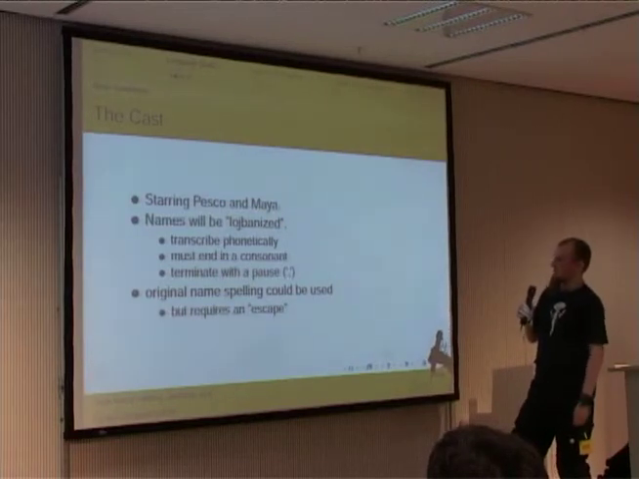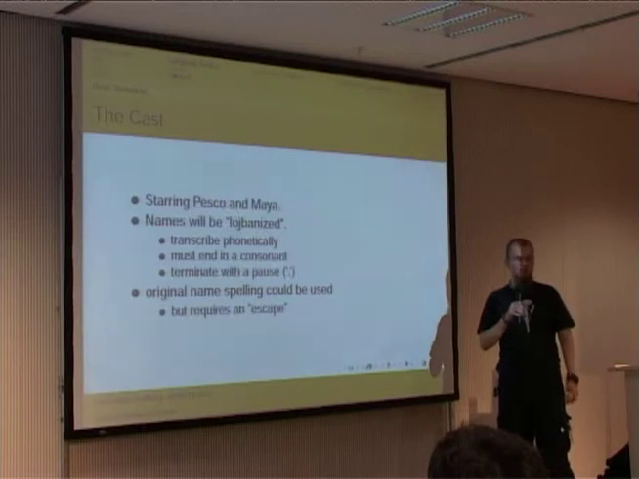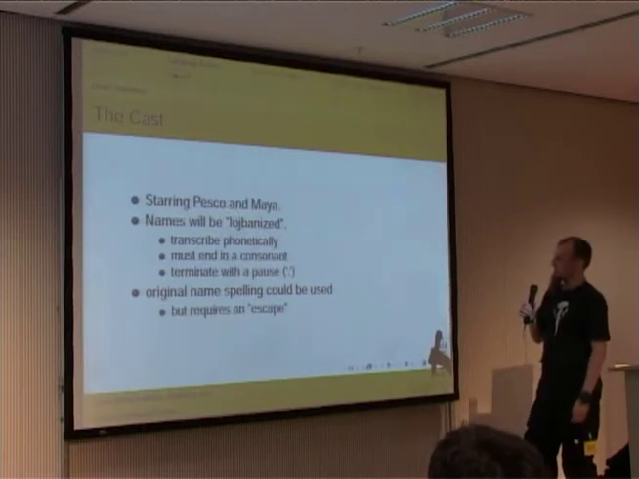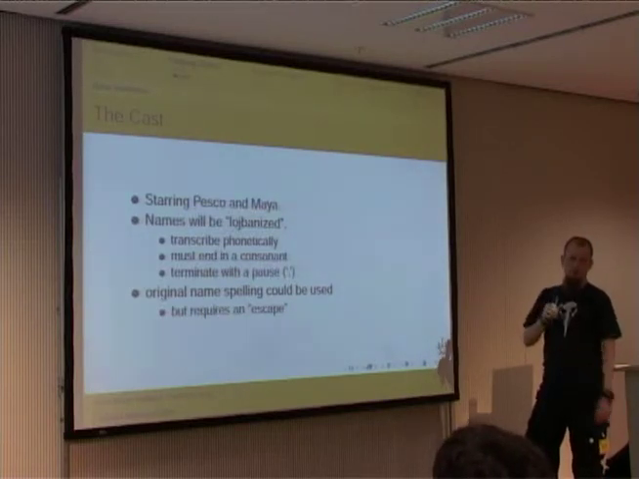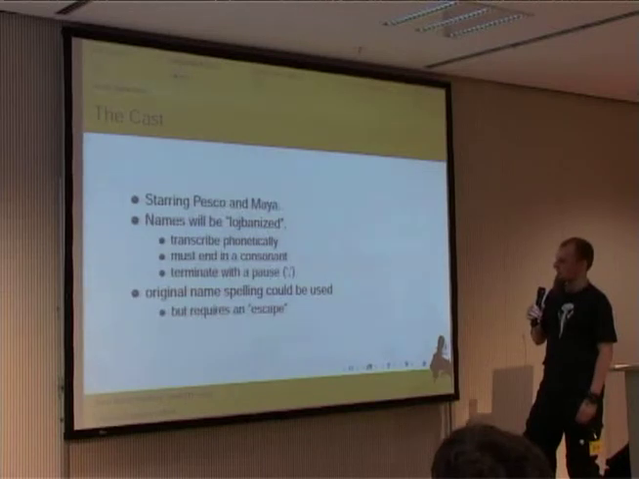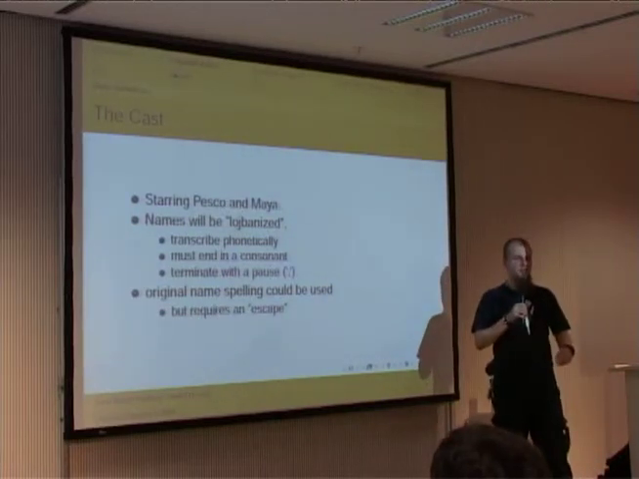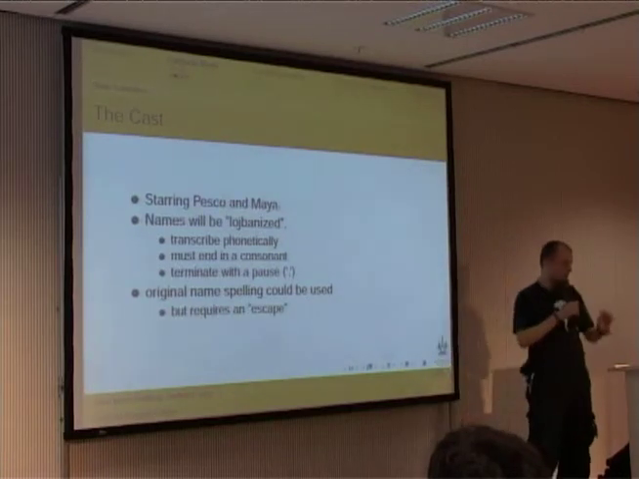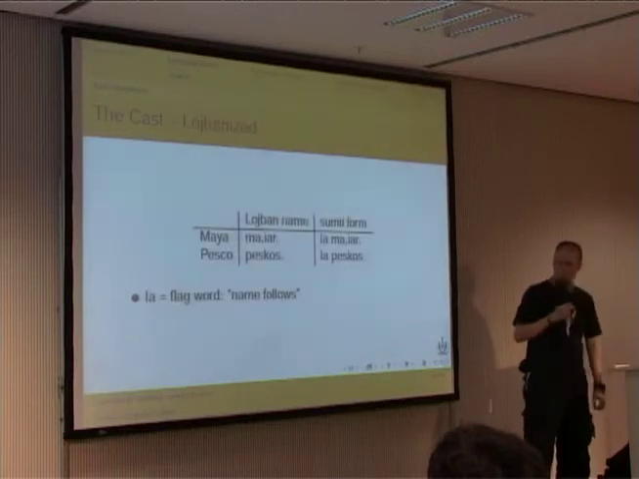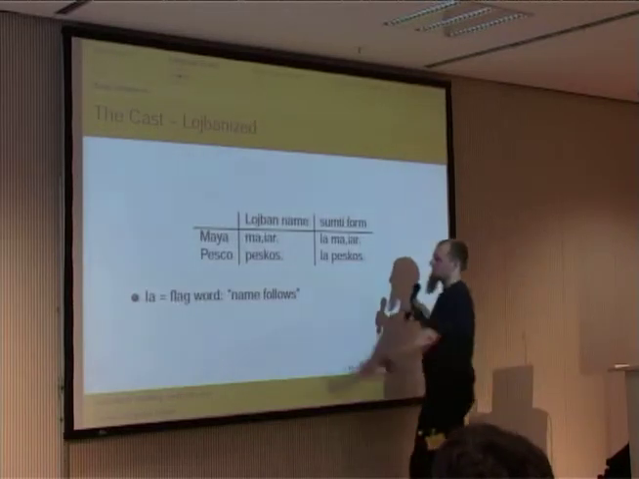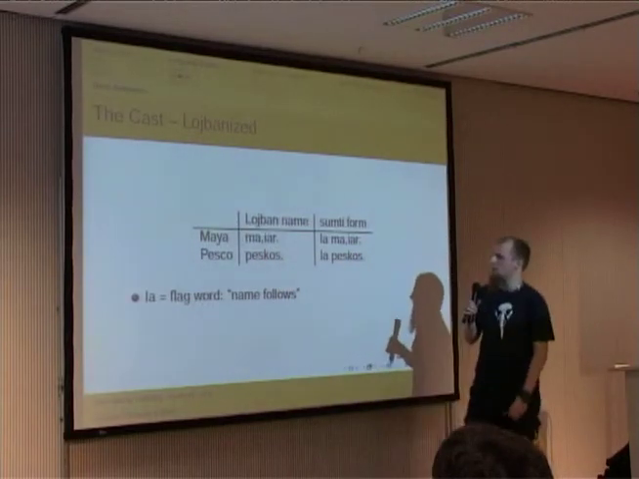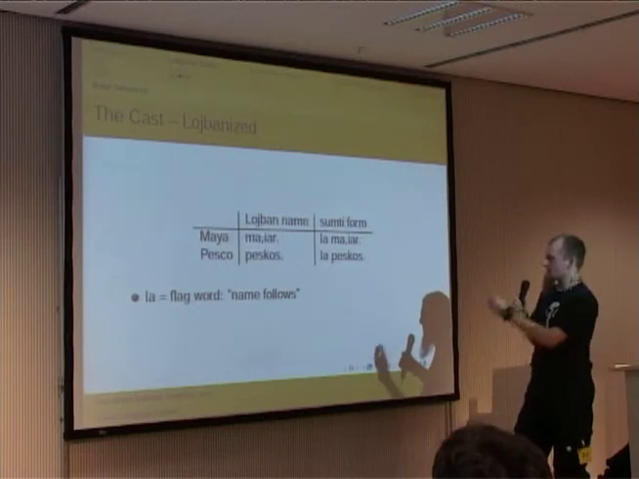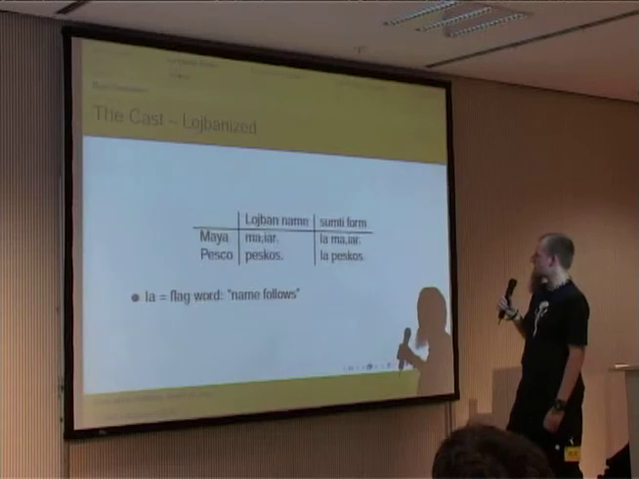So how do you lojbanize a name? You transcribe it phonetically, just use the letters so it sounds right in the end. And there are two restrictions. It must end in a consonant. This is just something that the grammar says. And it must end in a pause, because you have to know where the name ends, on which consonant is the end of the name. So you have to put a pause there. Doing this, this is the result. This is pronounced "mayar". The consonant is arbitrarily chosen. You can use anything that sounds right, and "pesko" is me. And the period marks the pause.